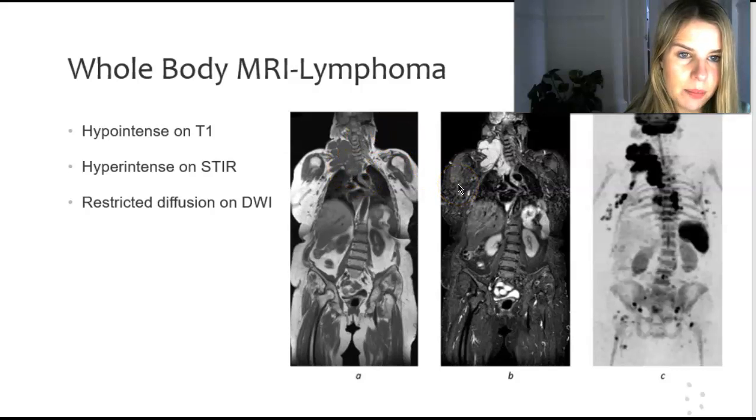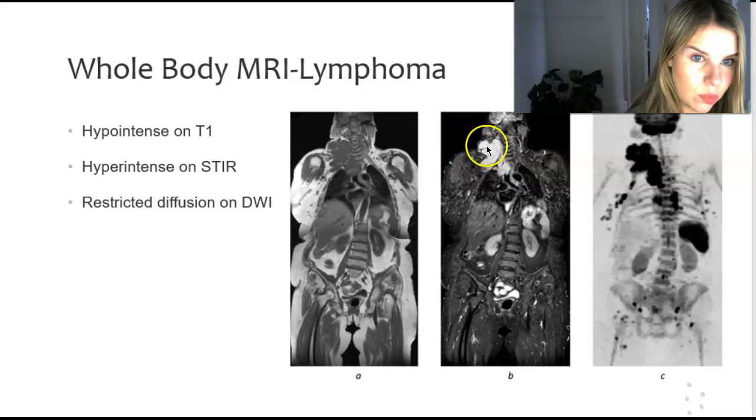This is the coronal STIR, so all the fat has been suppressed. It's really good because you can see how bright this is. It isn't fat, it's not a fatty tumour, because if it was, it would be suppressed along with all the other fat. So this patient has got hyperintense signal on the STIR in their nodes, which is highly suspicious of lymphoma.